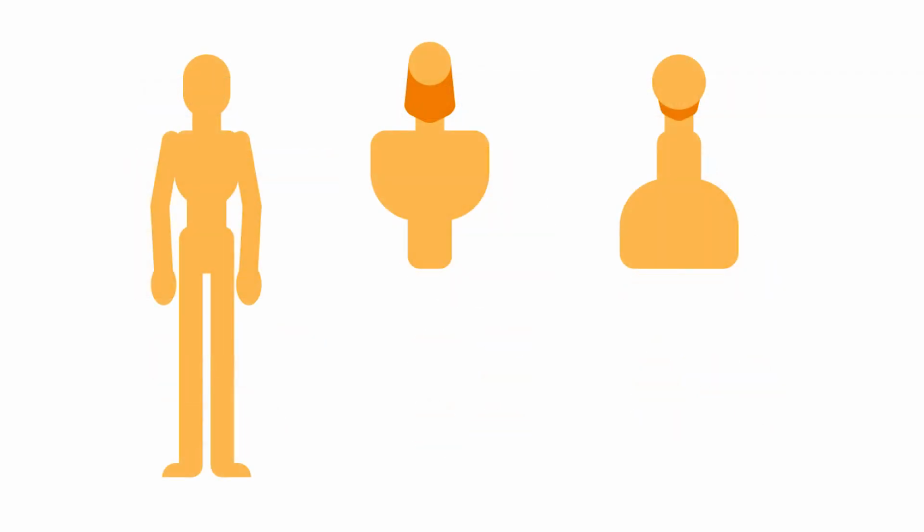Now let's modify the head a little bit for each of these characters. I'm going to give the one with a big torso a large cranium and a small jaw. And for the other one, I'm going to do the exact opposite. So let's complete these characters by adding the limbs.